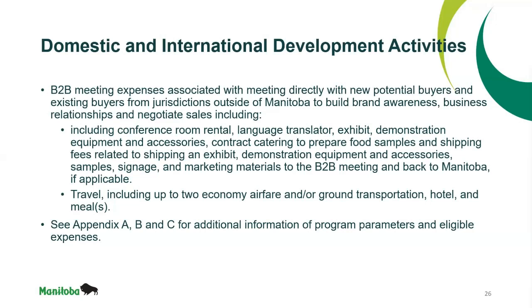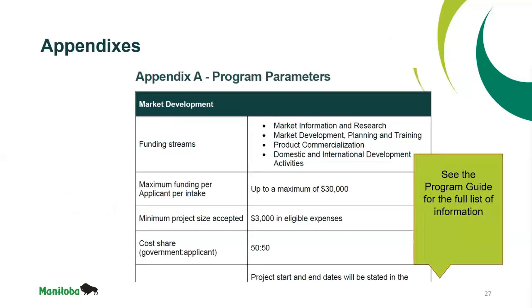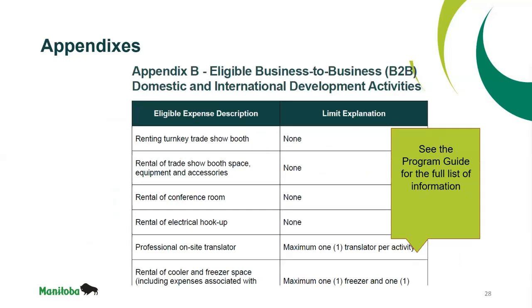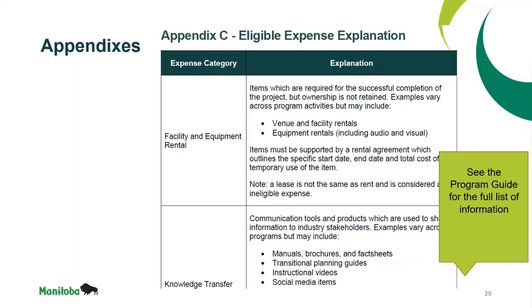And as I mentioned, we do have appendices that you can look at in the guide for additional information of program parameters and eligible expenses. They are quite detailed and quite lengthy, so I haven't included them here. Just showing you a snippet of these and give you an example of some of the details. So Appendix A summarizes the program parameters. And as I say, see the program guide and we'll show you where to find that. Appendix B includes eligible business-to-business, domestic and international development activities expenses. And finally, Appendix C shows eligible expense explanations. So it outlines what the eligible expenses are and different categories of those, and there are amounts as well. So you would use those amounts when you're building your budgets.